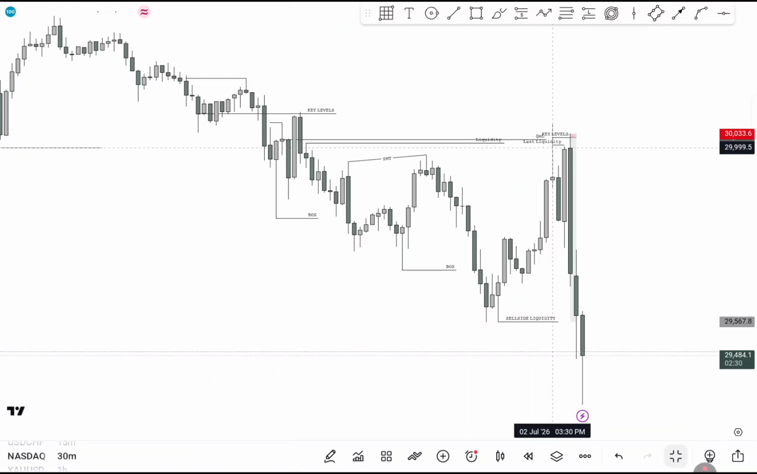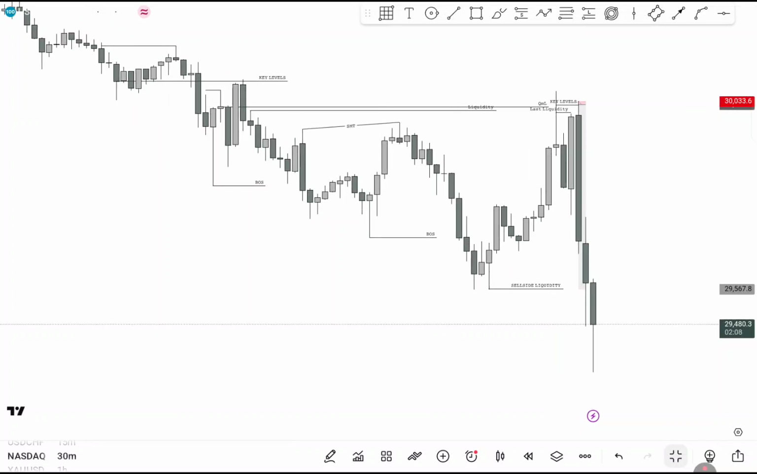But as I always tell you guys, before news drop, price doesn't respect key levels. That's why you see some sort of manipulation above this area. This was manipulation. That's why you see a rejection and then price comes back to rebalance. So that's what I want to share in this video.